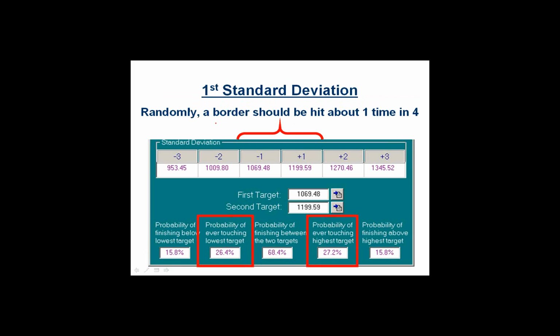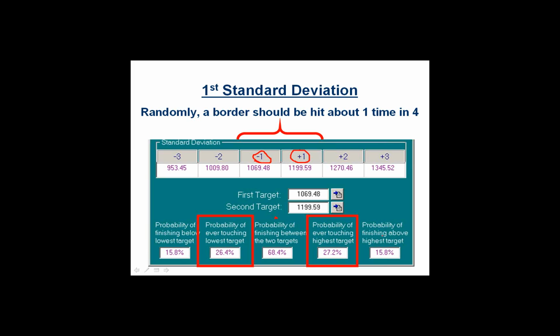And this is the important part. Randomly, if you look here, this is the part where the Monte Carlo comes in: the probability of one of these borders ever getting touched. What is the probability of the borders of the first standard deviation ever being touched? We're not talking about finishing, we're talking about ever being touched between now and 30 days out. And roughly, you can see here, it's pretty much about 1 in 4.